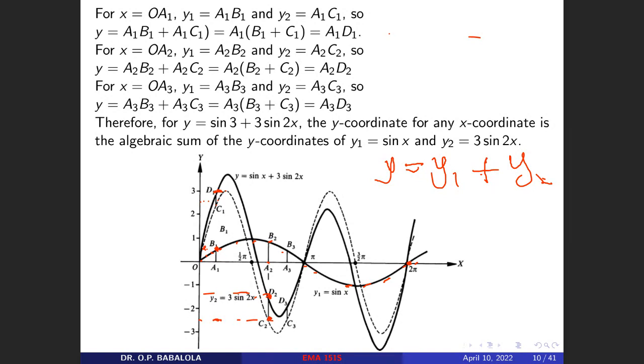These graphs, for example, y1 is the sum of the graph we're given at the beginning, right? Isn't y1 supposed to be sine x? Yes, y1 is sine x. y2 is 3 sine 2x. This is y1, and this is y2.